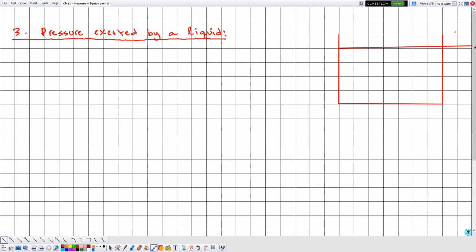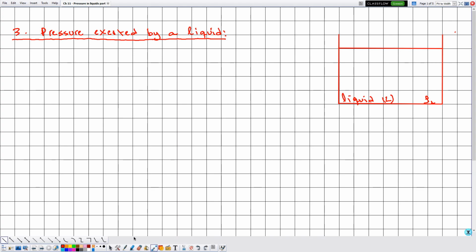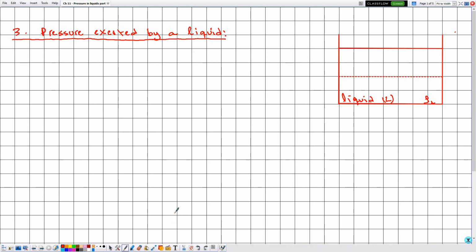filled with a certain liquid. Let's suppose that this is the liquid L of density rho L. Then rho L represents the density of this liquid, and let's consider a horizontal level inside this liquid in which the point A is located on this horizontal level. The aim of this section is to calculate the pressure exerted by liquid on this point.